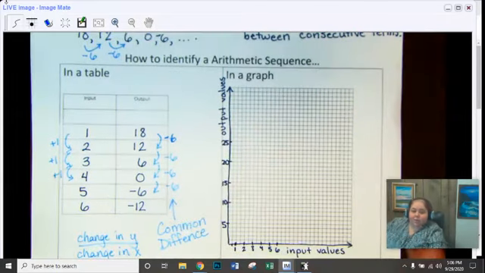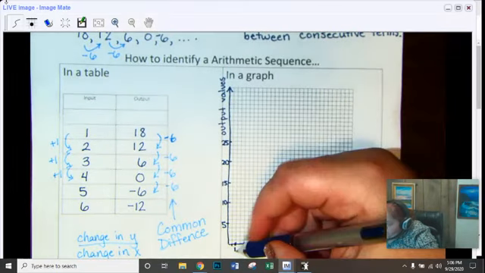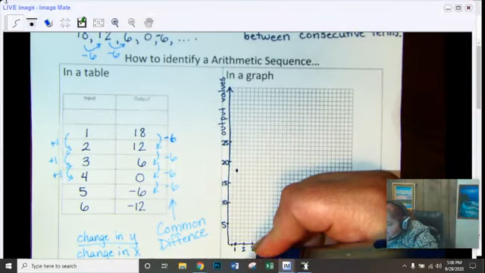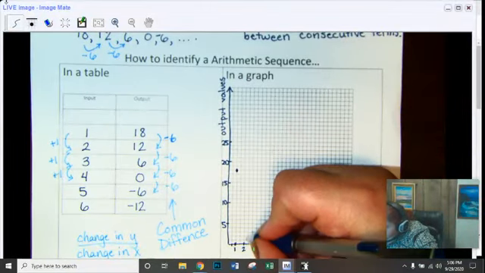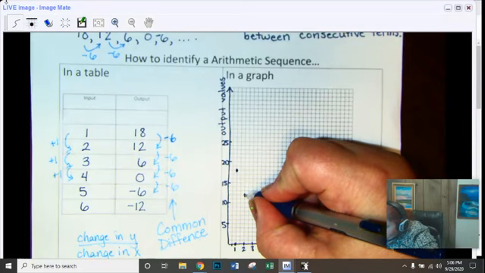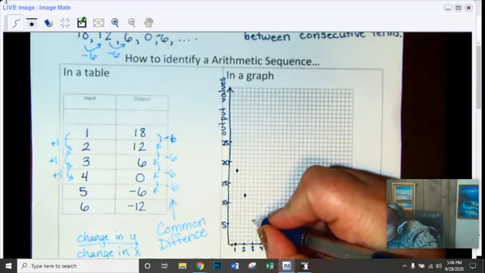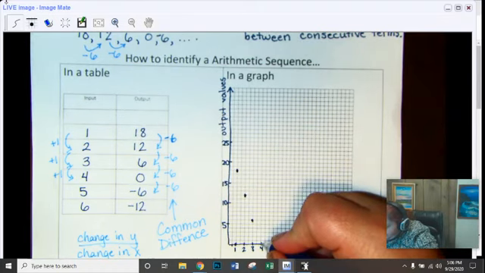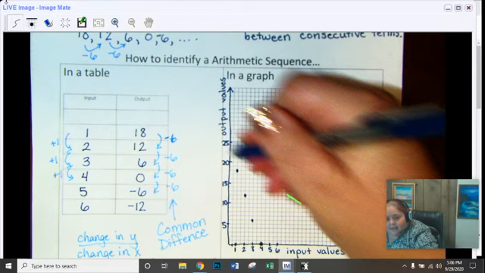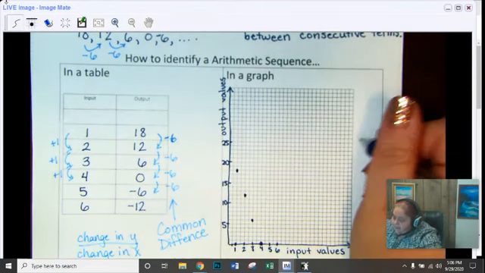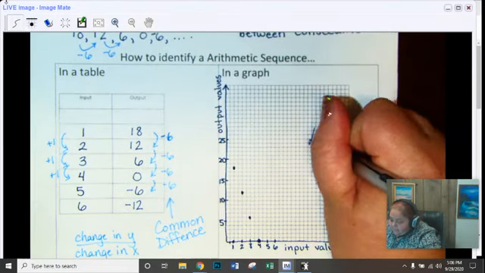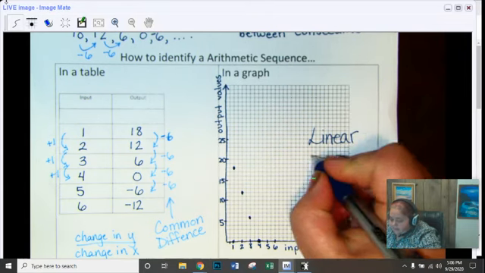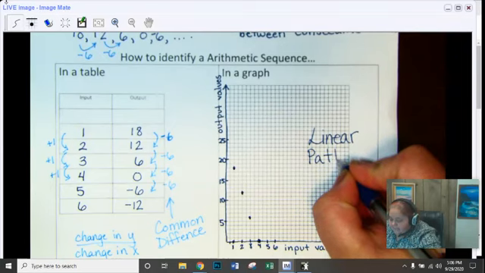If you looked at a graph of this, at 1 it's 18, at 2 it is 12, at 3 it is 6, and so you can see that these points all line up. They create a straight line. So it's a very linear pattern. So when you're looking at a graph, you're looking for a linear pattern, or a pattern that makes a line.